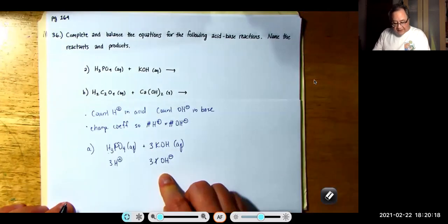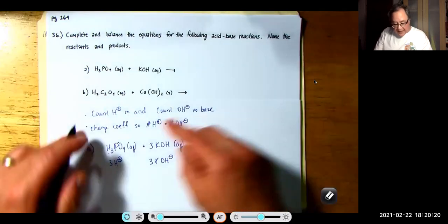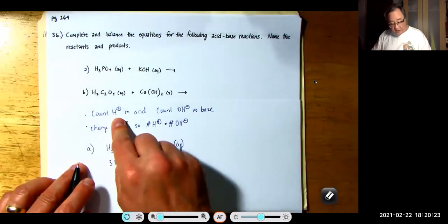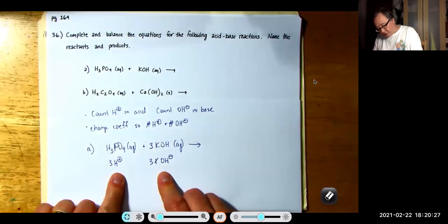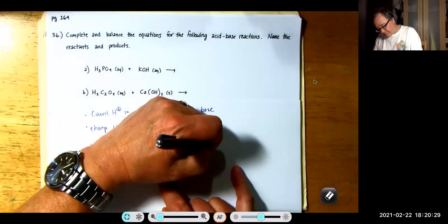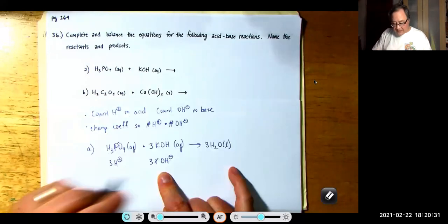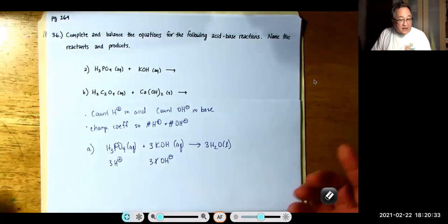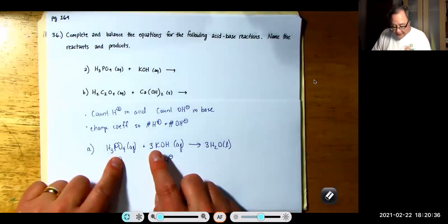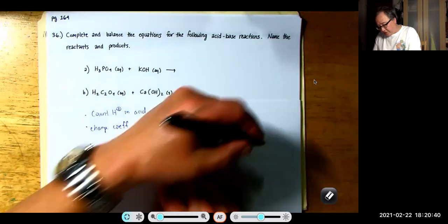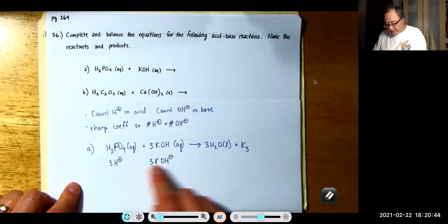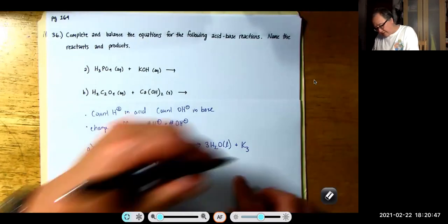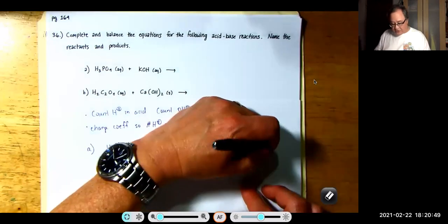Now, when you do get the same number of hydroxides and hydrogens, you're going to make that many waters. So here, if we have 3 and 3, we're going to make 3H2O. And then you just take the remaining ions and put them together. I have 3 potassium ions, and then I have 1 phosphate ion. And there's your reaction.